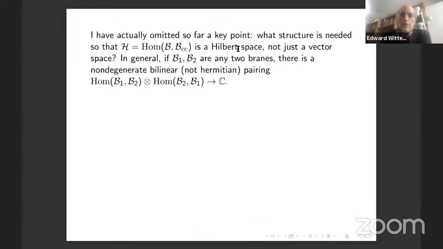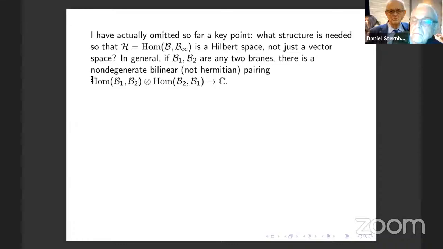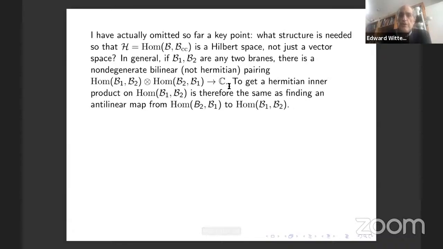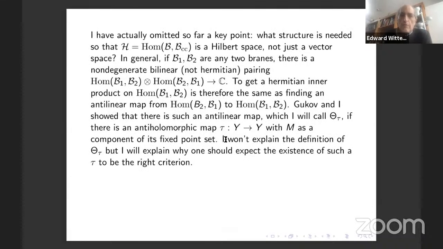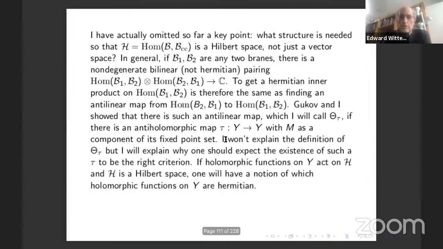In general, if B1 and B2 are any two branes, there's a non-degenerate bilinear, not Hermitian, pairing between Ham(B1, B2) and Ham(B2, B1). So to get a Hermitian inner product is the same as finding an antilinear map from one of these spaces to the other. We showed that there is such an antilinear map, which I'll call theta sub tau, if there's an anti-holomorphic map tau from Y to Y, with M as a component of its fixed point set. I won't explain the definition of theta tau, but I'll explain why you should expect to need such a criterion.